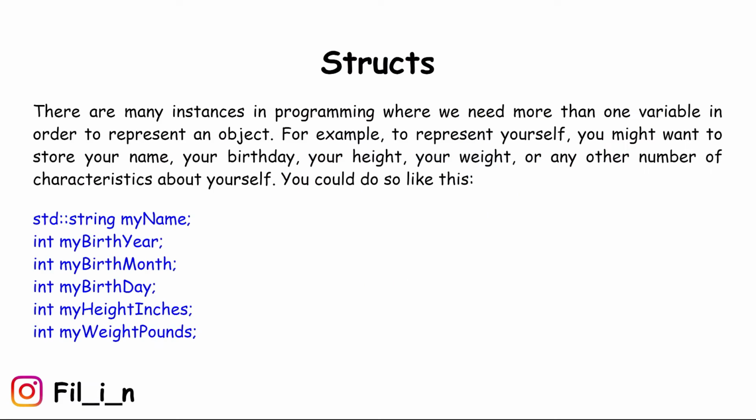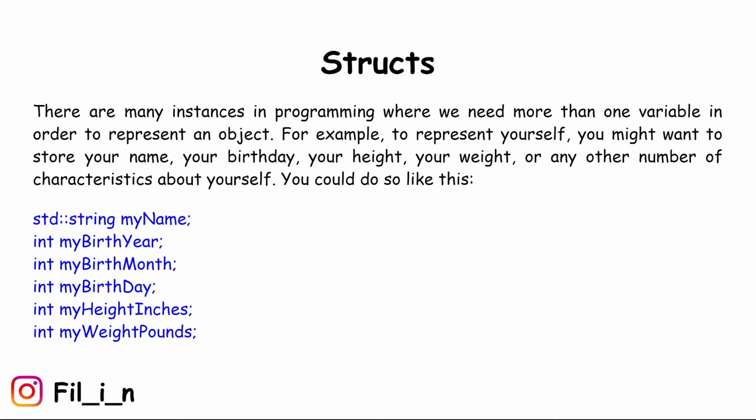There are many instances in programming where we need more than one variable in order to represent an object. For example, to represent yourself, you might want to store your name, your birthday, your height, your weight, or any other number of characteristics about yourself. You could do so like this.